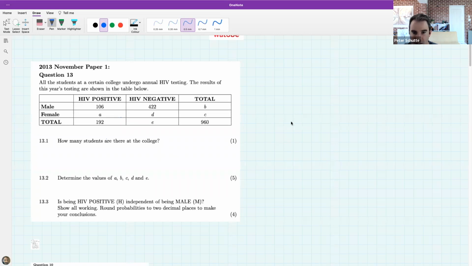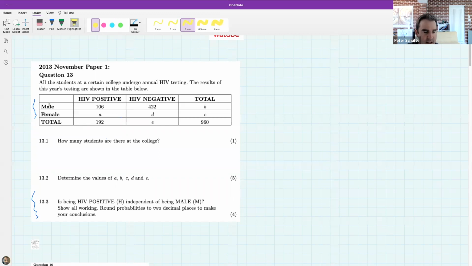Yes, so the events that occur, and it's this independence, right? Whether gender, so male, female, is independent of being HIV positive or negative in this particular question. So I think this idea of calculating independence of events is very familiar from last time. Okay, let's start with the first question.